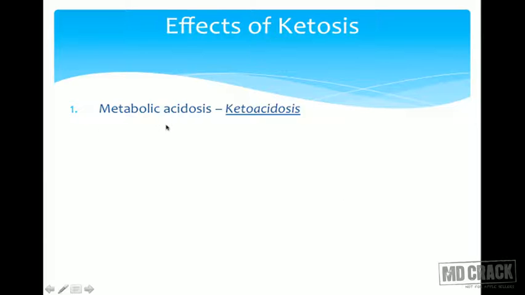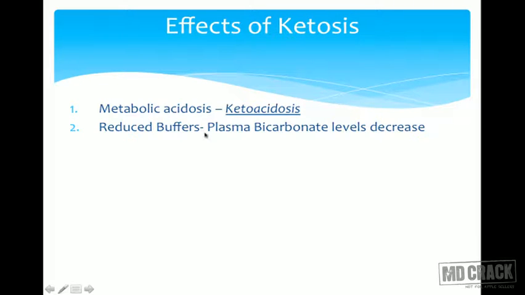Now let us look at the effects of ketosis. It is also called metabolic acidosis. Why? The ketone bodies acetoacetate and beta hydroxybutyrate are actually acids, so they are called ketoacids. The right word would be ketoacidosis, because the acid levels have increased. Whenever acid increases, the plasma buffers and the bicarbonate level decrease. There will be Kussmaul's respiration and hyperventilation.